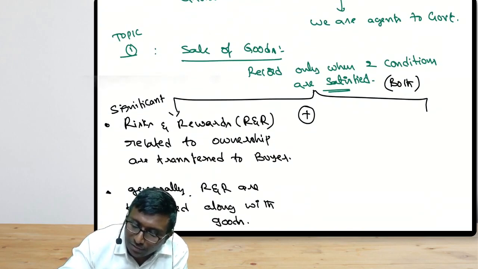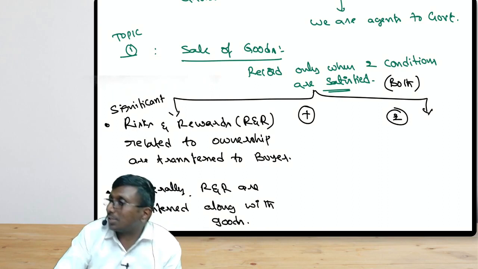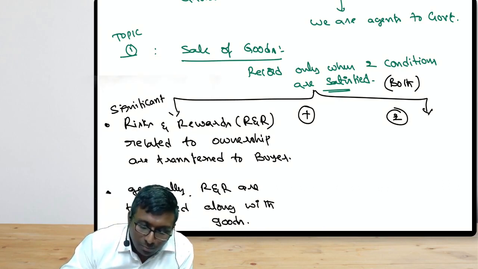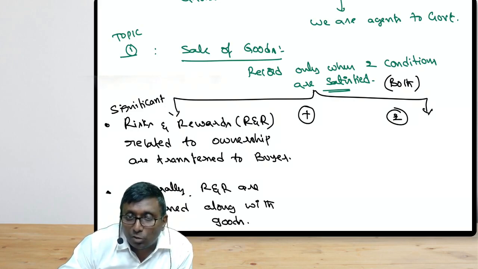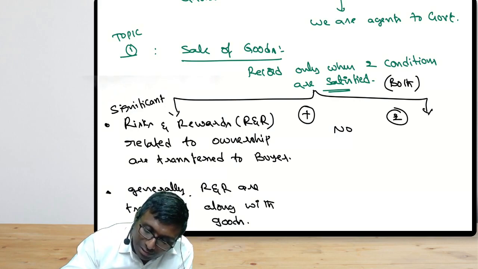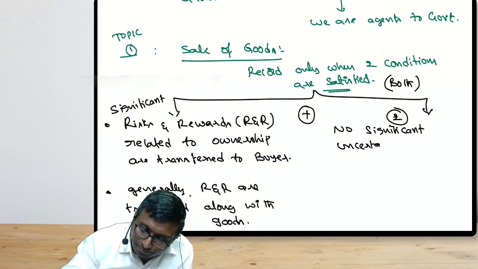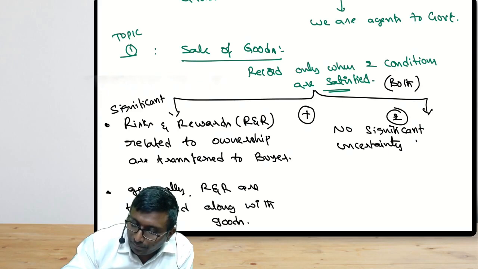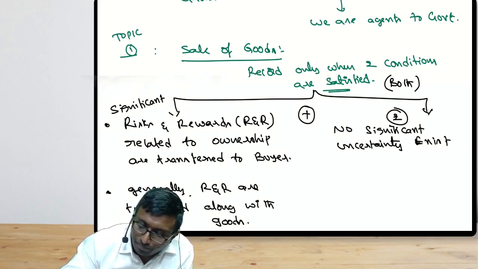First, let's finish the second condition. This is first condition, second condition. Sir, when can you say sale is complete? First point, significant risks and rewards related to ownership are transferred to the buyer. Second condition is what? No significant uncertainty. No significant uncertainty exists.